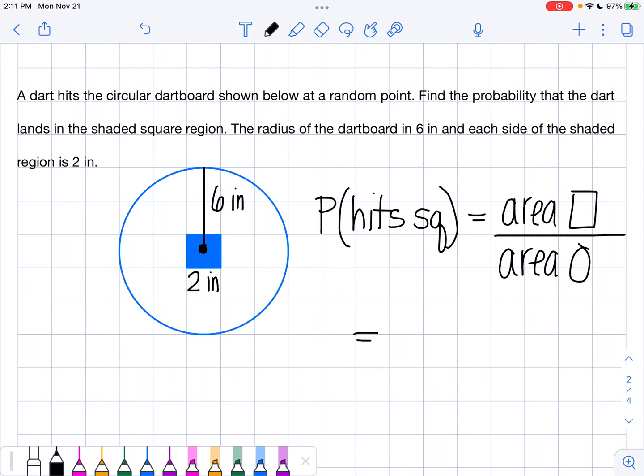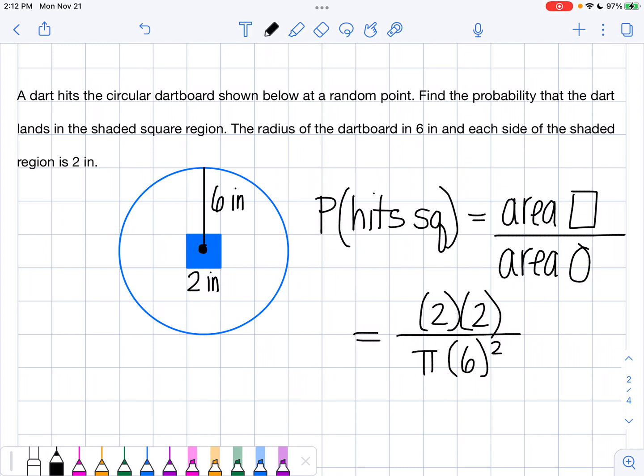Okay, so when I do this, I just write out my formulas, and then I let the calculator literally do the rest of the work. So area of a square is side times side, or side squared. And each side of my square is 2 inches. So this is going to be 2 times 2. Okay. And then area of a circle is going to go on the bottom. Area of a circle is pi r squared. So pi times my radius, which is 6 squared.